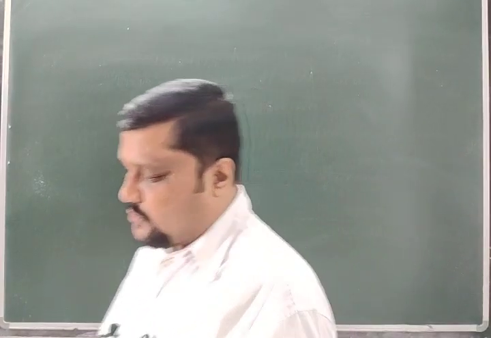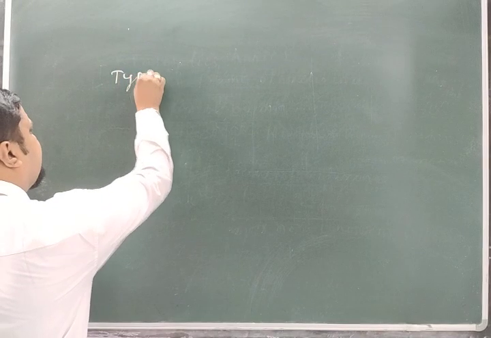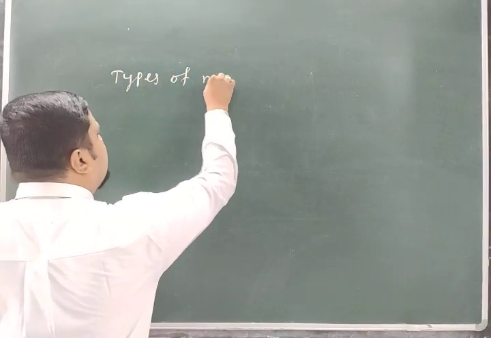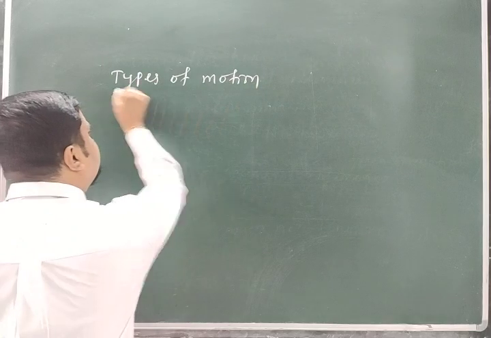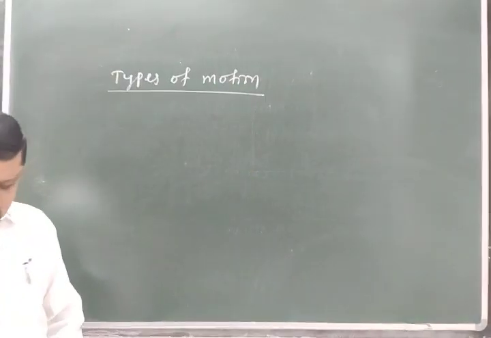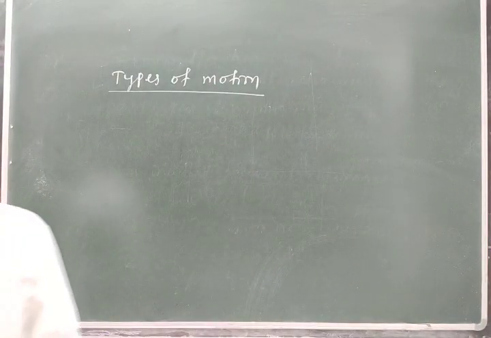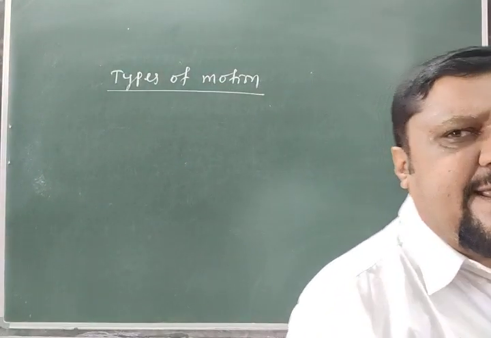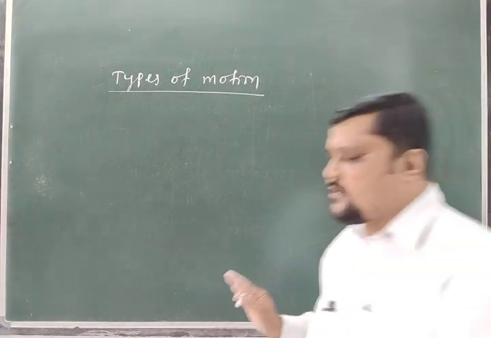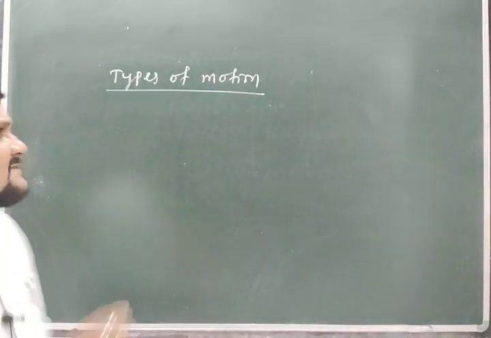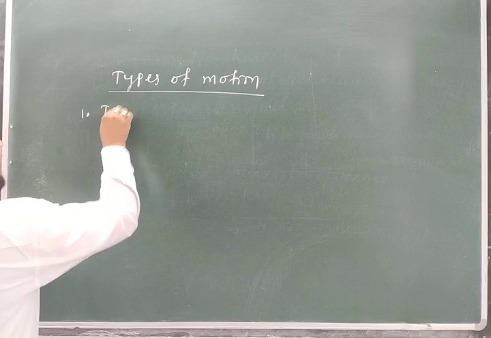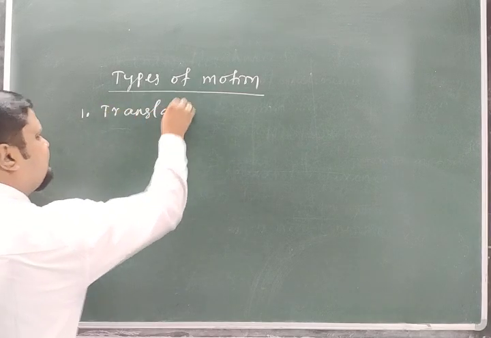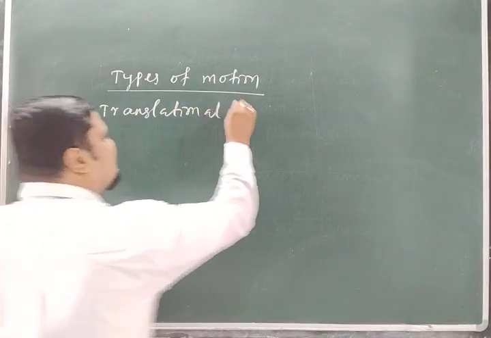Now students, we will go to the types of motion. What are the types of motion? Broadly, there are three types of motion. One is translational motion. We will discuss them one by one. What is this translational motion?